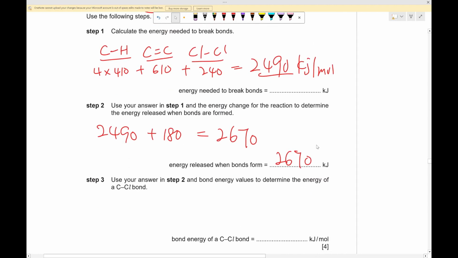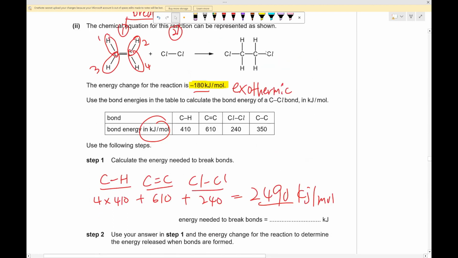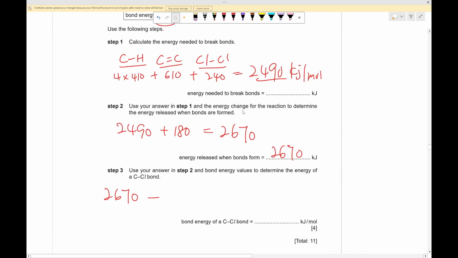So what is the total energy just now? The total energy just now is actually 2670. So we need to use back this answer, and we need to minus off this one over here. So how many bonds are we able to get from the carbon and hydrogen? This one is 1, this one is 2, this one is 3, this one is 4. So again, it's 4.